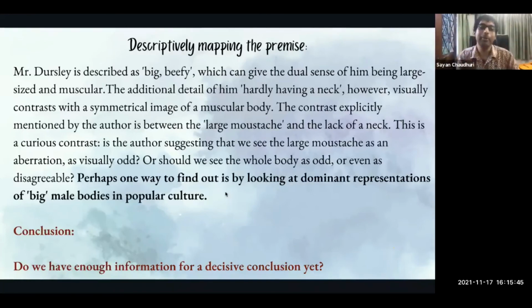Now, as you're mapping the premise, what you realize is that you can't clearly jump to a decisive conclusion, right? But you get a clue, and this is a clue for research. And the clue is that you have to look at how big male bodies are represented in popular culture. So you look at this text, now I can announce it, Harry Potter and the Philosopher's Stone, the first book in the Harry Potter series. And you would think that, in that tradition of writing, young adult literature, fantasy literature, literature in Britain coming out in the 20th century, how are big male bodies usually represented? Can you find some research on it? And from there, you can start making a judgment, right?